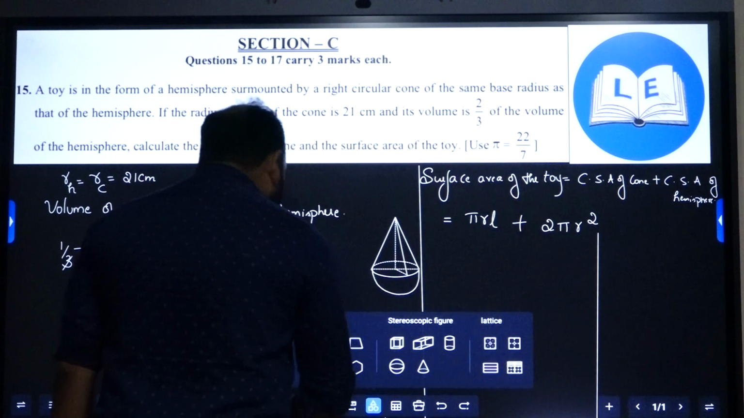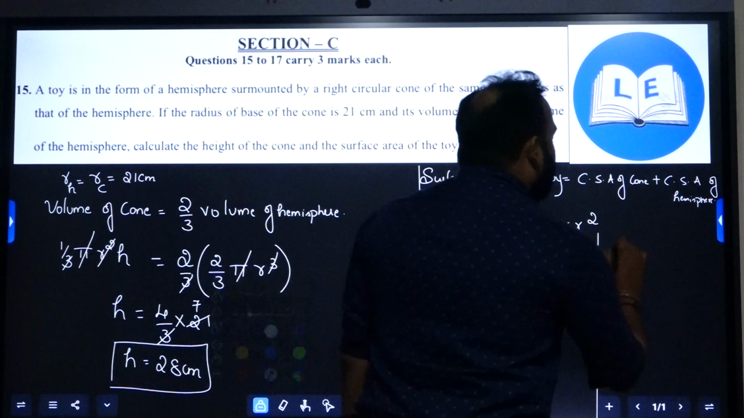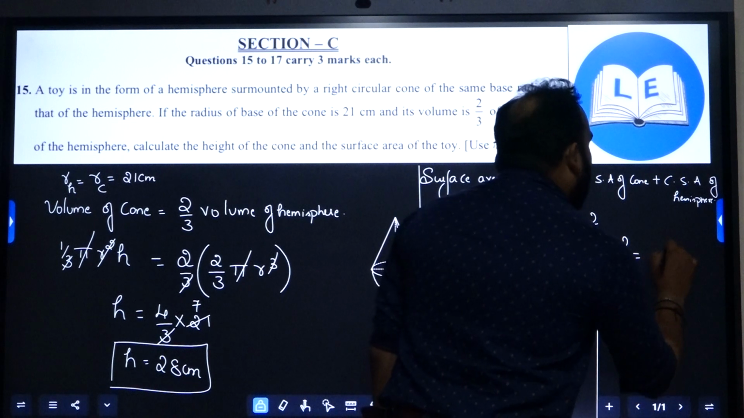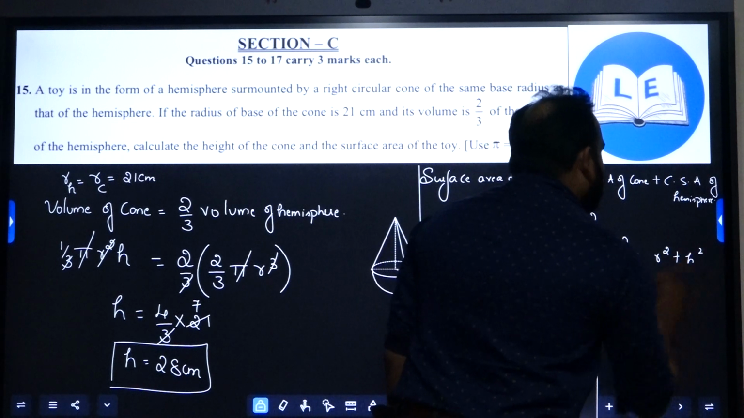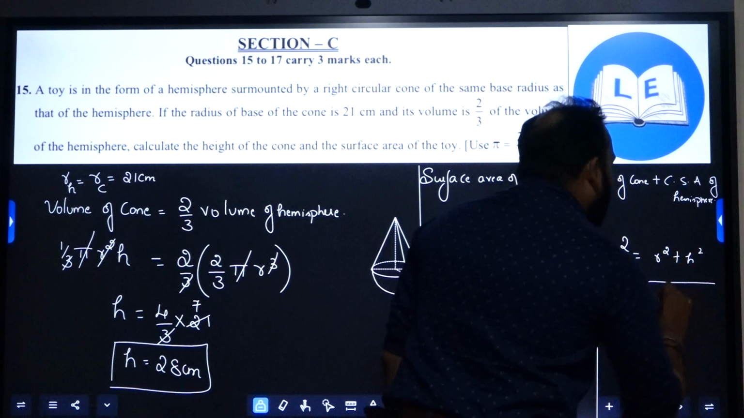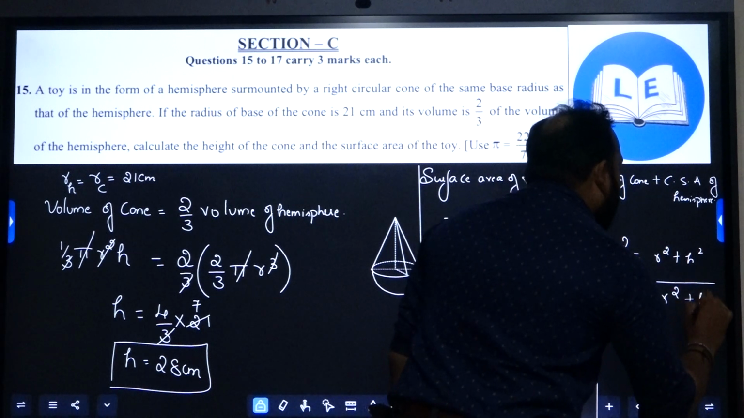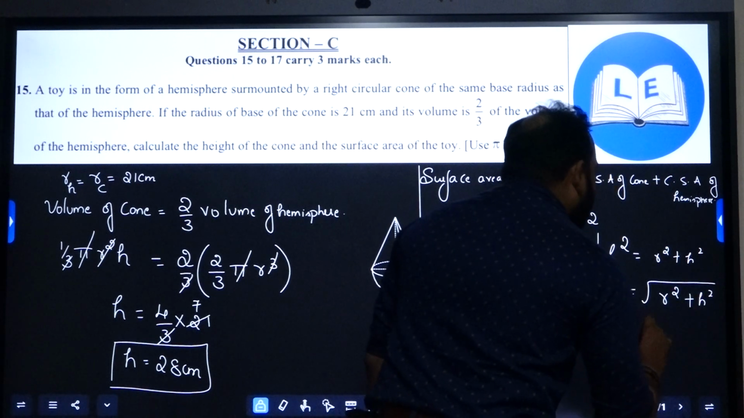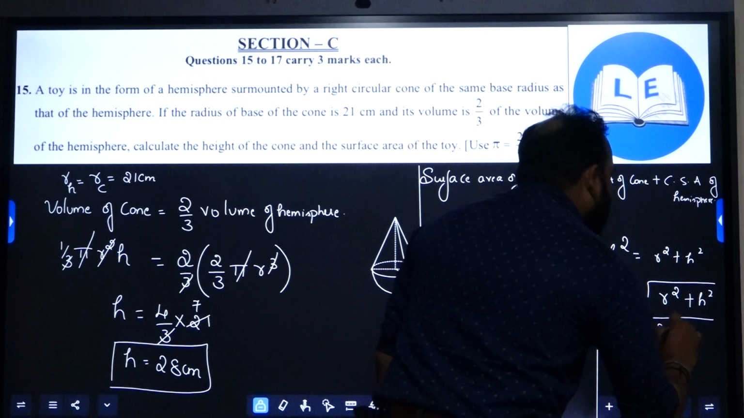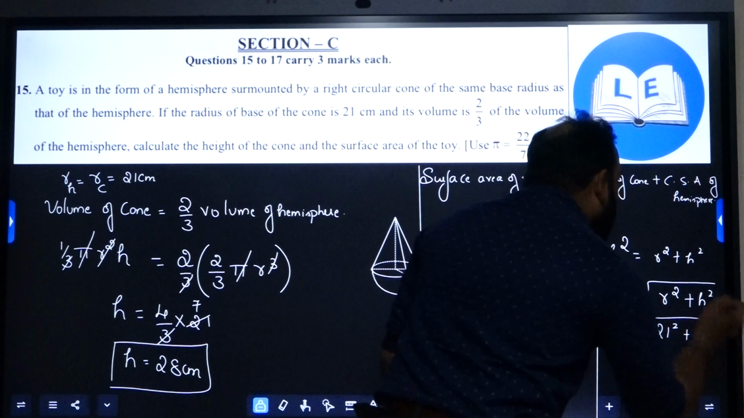And here, you need to be quick in your calculation, children. You know that L square is equal to r square plus h square. So what do you write L as? L is square root of r square plus h square. And we have the values, right? 21 square plus 28 square. You should be quick, children.